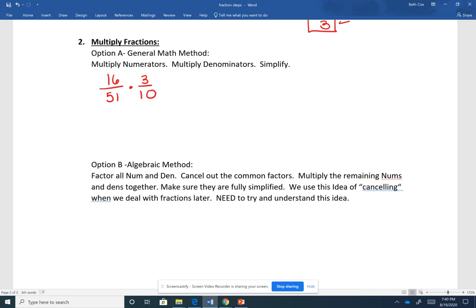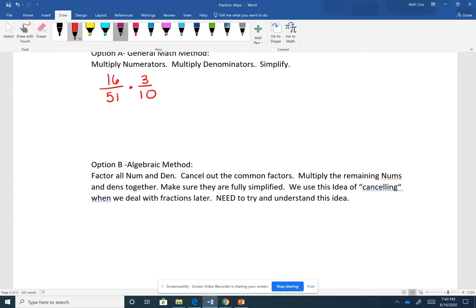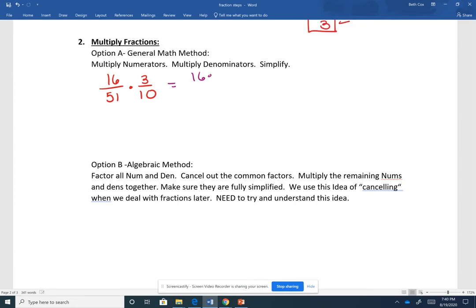Okay, so now the general math method says multiply the numerators. Remember, numerators north. So if I multiply the numerators, I'm going to do 16 times 3. I have to go to my scratch paper because I don't have a calculator. 16 times 3, 3 plus 1 is 4. I get 48. And then it says multiply the denominators. So 51 times 10. I do not need my scratch paper for that, because that's 51 with a 0 on it.